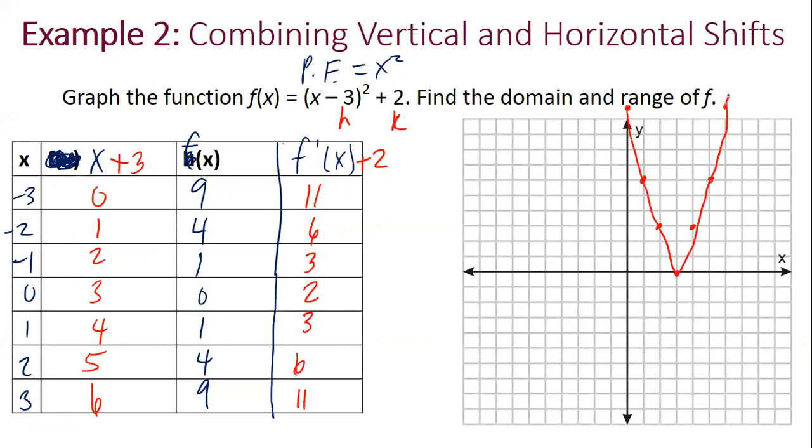Pretend that I went through all these points perfectly. And there's my transform function. I shifted to the right 3 and I shifted up 2.